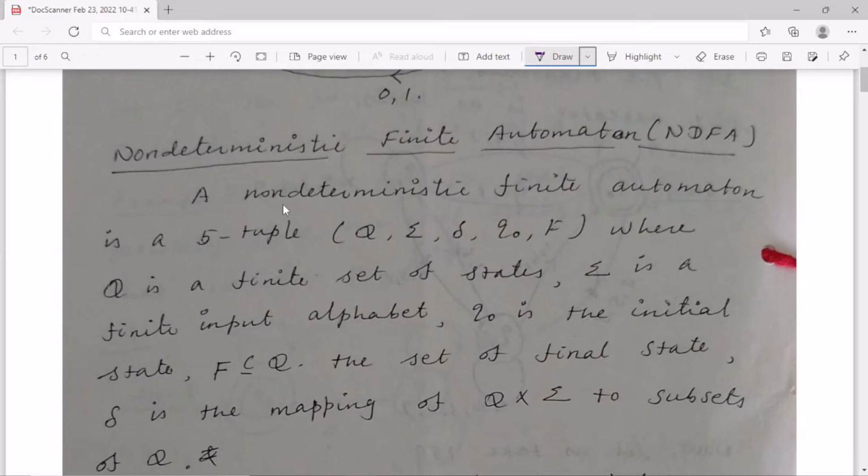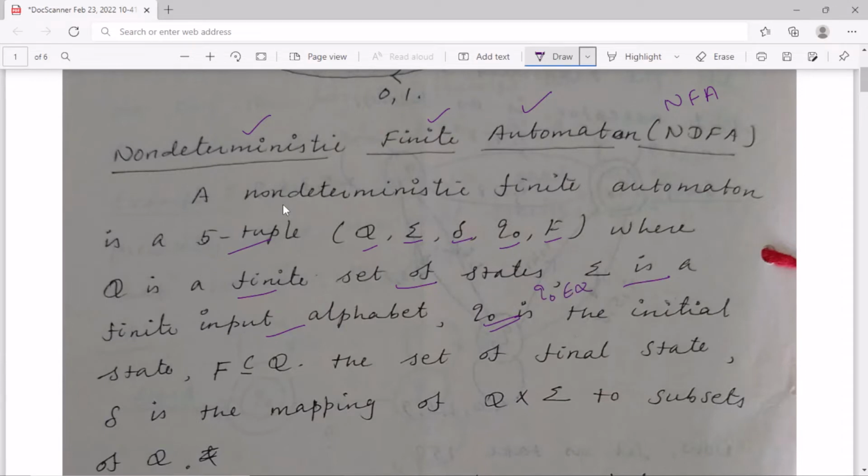Guys, in this video let me explain non-deterministic finite automata, that is NDFA, or you can abbreviate it as NFA too. So a non-deterministic finite automaton is a 5-tuple Q, sigma, delta, Q0 and F. Here Q is a finite set of states, as we have defined in the case of DFA, and sigma is a finite input alphabet, and Q0 is the initial state that is also in Q, that is Q0 belongs to Q.